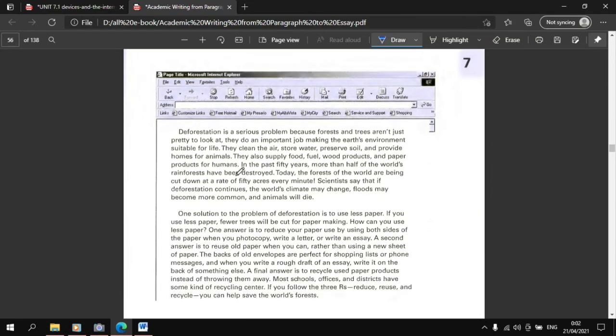And here is one example about deforestation. This paragraph is the problem, and then here, one solution to the problem of deforestation is to use less paper. So the problem: deforestation is a serious problem because forests and trees aren't just pretty to look at, they do an important job making the earth's environment suitable for life. The forests of the world are being cut down at a rate of 50 acres every minute. So this is the problem, right? And that's why the solution is given here, one of them is to use less paper.